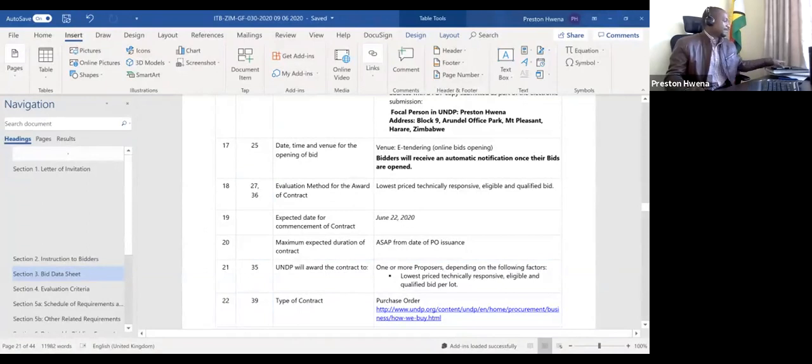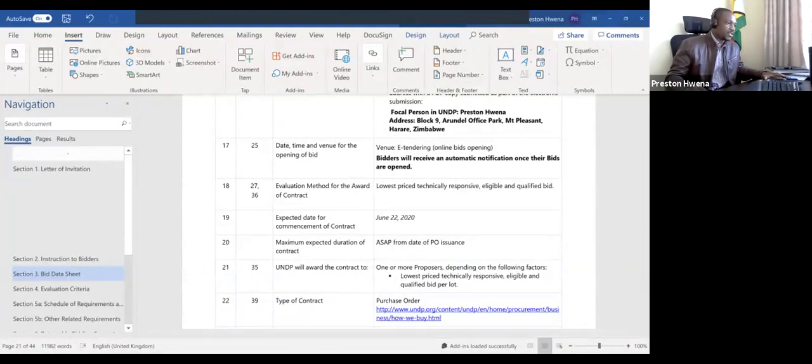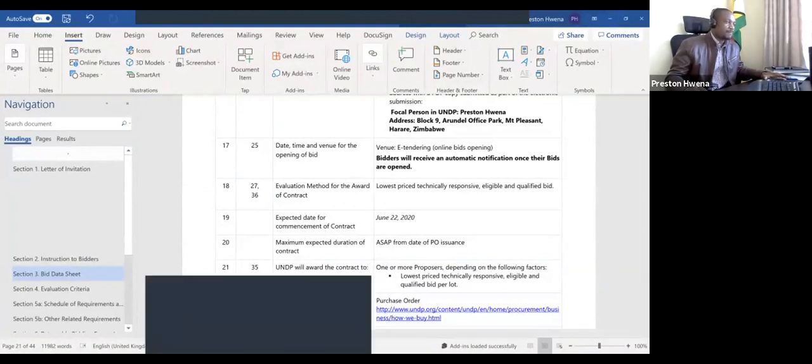Let me just check if I can open one preliminary evaluation report in one of our previous bids so that I can also share with you, so that you can see what we mean when we talk of preliminary evaluation.